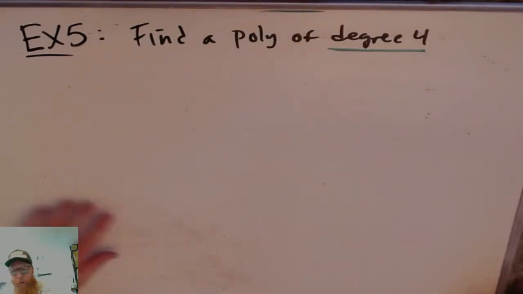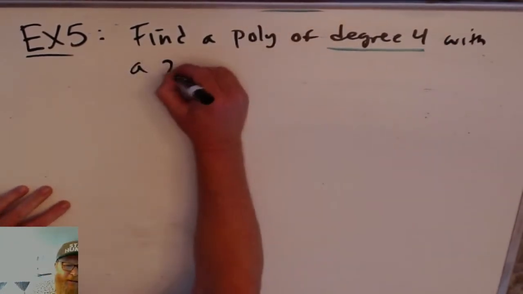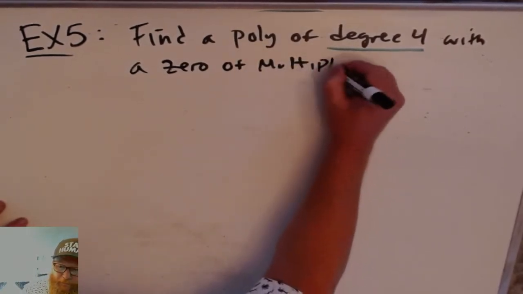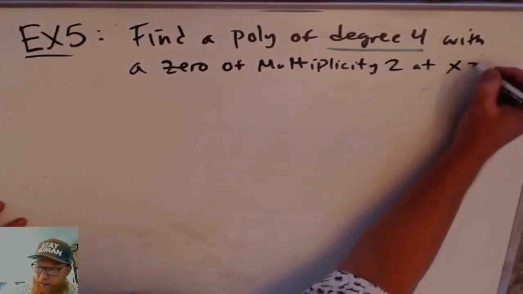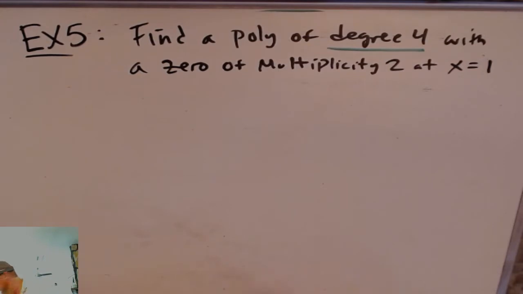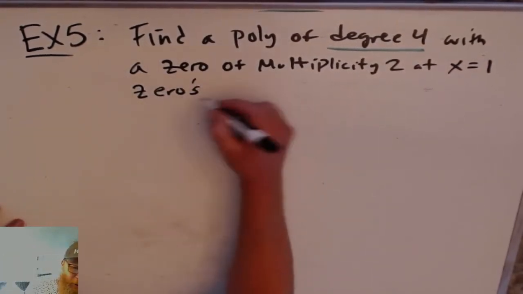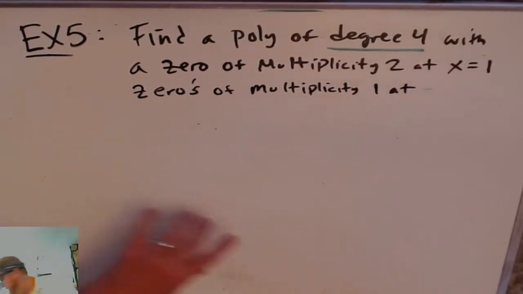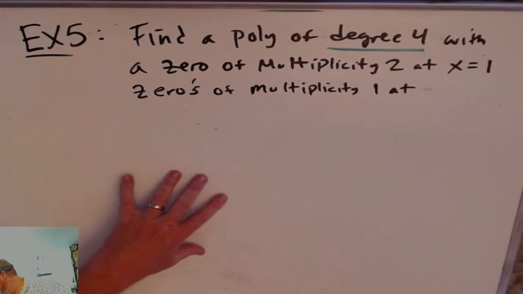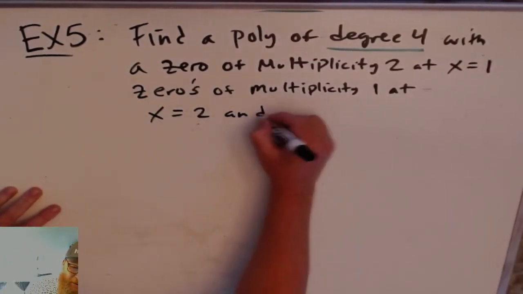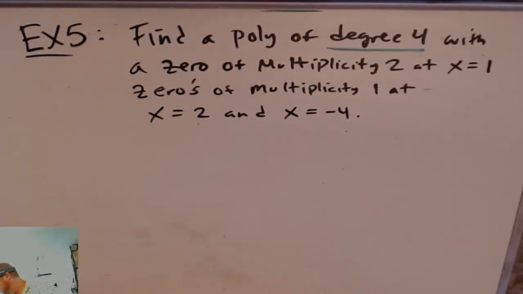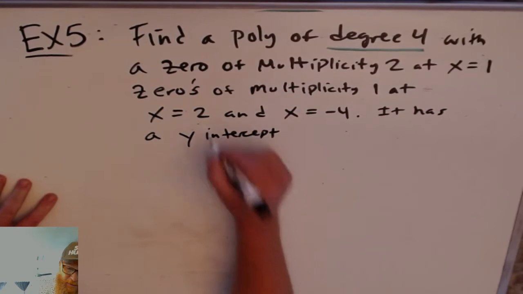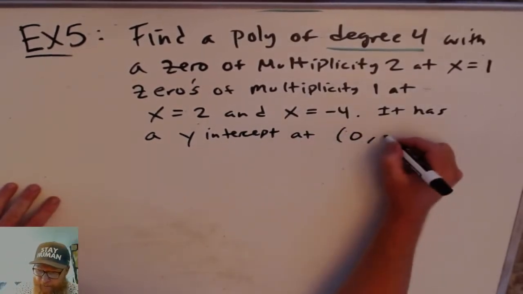All right, so we want a degree 4 polynomial with a 0 of multiplicity 2 at 1 and zeros of multiplicity 1, so plural, zeros of multiplicity 1 at 2 and negative 4. It has a y-intercept at 0, negative 8.